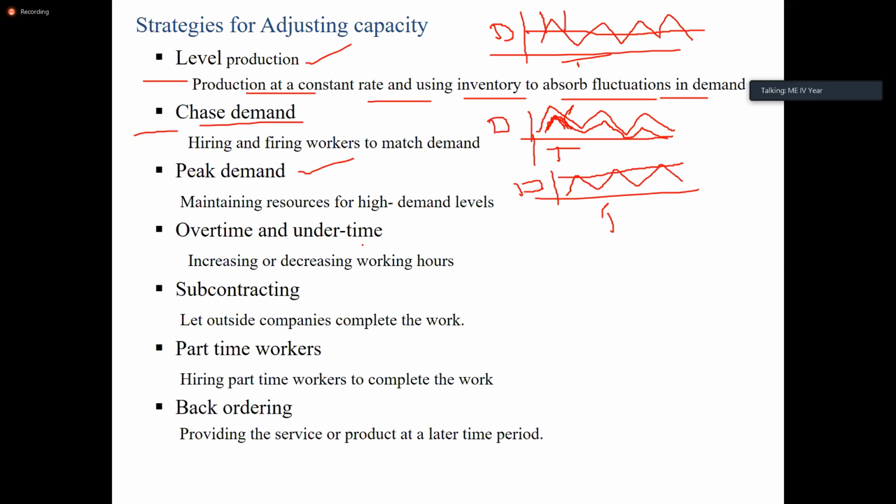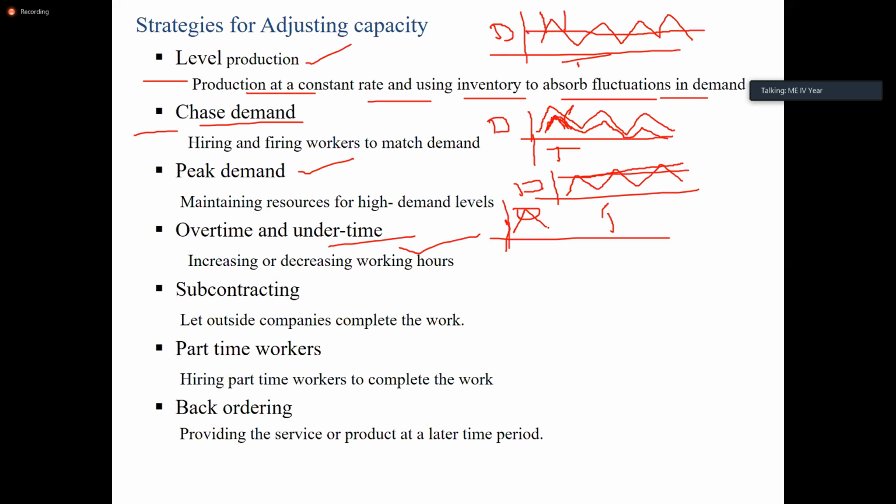Overtime and undertime, like increasing and decreasing working hours. Overtime means if the demand is more, then you have to hire some employees or request your permanent employees to work, and you just pay them back for the next 5 hours. After the work, we pay the excess amount. Instead of hiring from outside, you can do this plan.